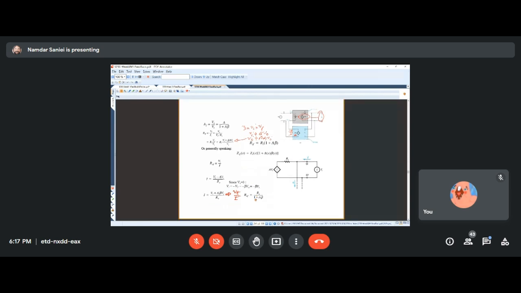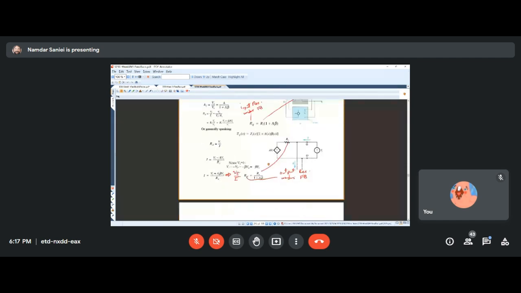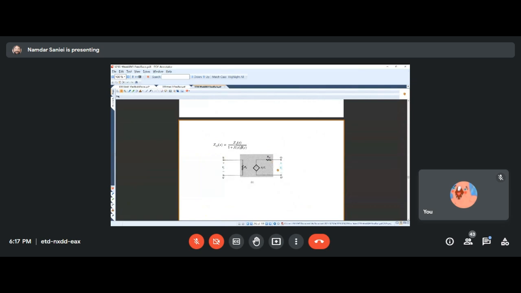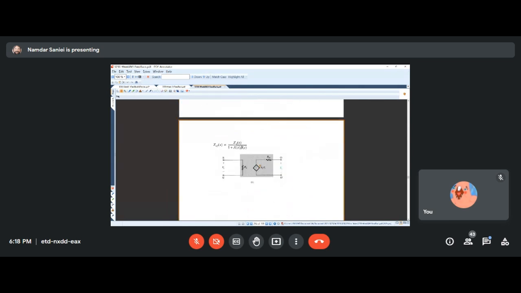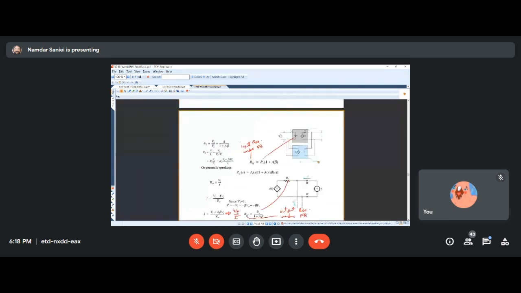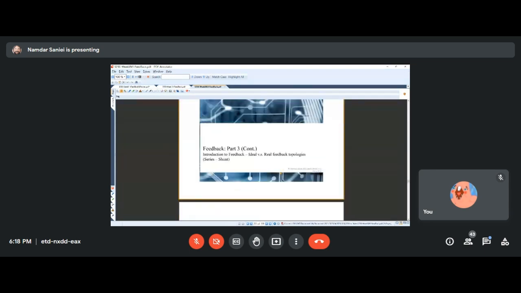And also we looked at the output and realized that because we have shunt, it must be divided by 1 plus A beta. So with all that, finally we could draw the model for this entire amplifier with feedback, the whole thing, the same way as what we had for the original amplifier. So this was the ideal situation.